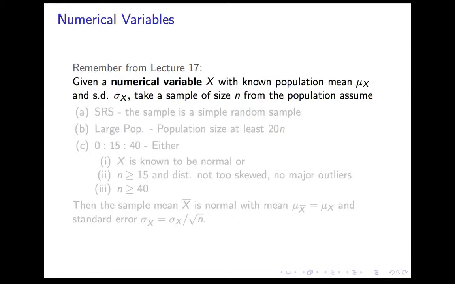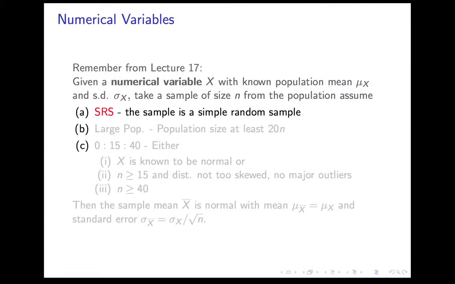So, in lecture 17, we had a numerical variable, its population mean, the average over the whole population of the numerical variable, mu sub x. Its population standard deviation was sigma sub x. And we imagined all possible samples of size n from the population.